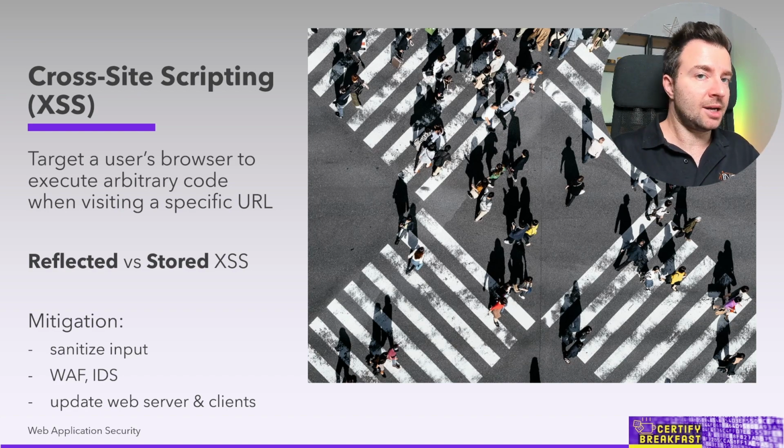An IDS and an IPS can also do that, especially if they have layer 7 analysis abilities. They're going to have to dissect the request that's coming in from your clients and figure out whether there's something dangerous in there. Of course, don't forget to update your web applications and your web servers, because many of them have built-in protection against these types of attacks.